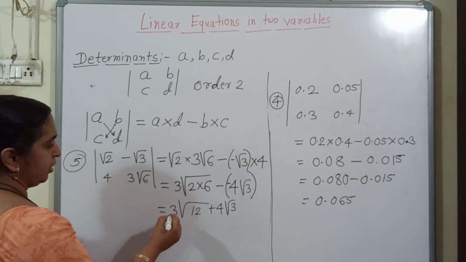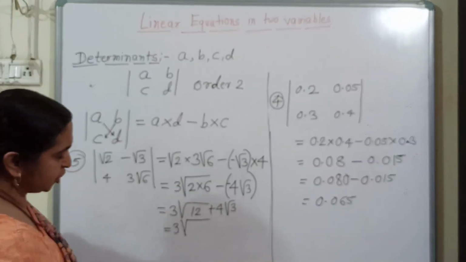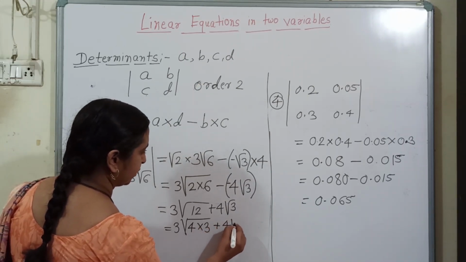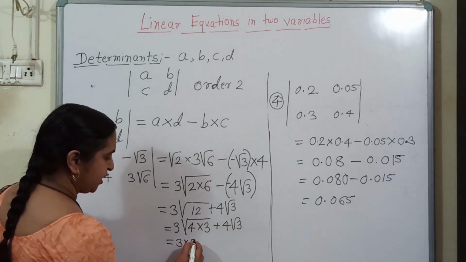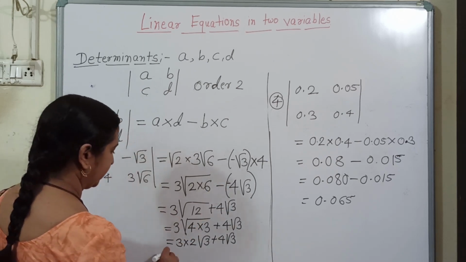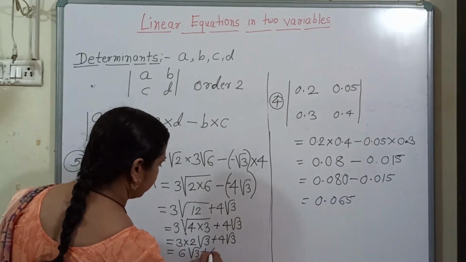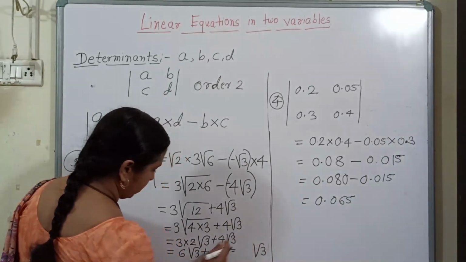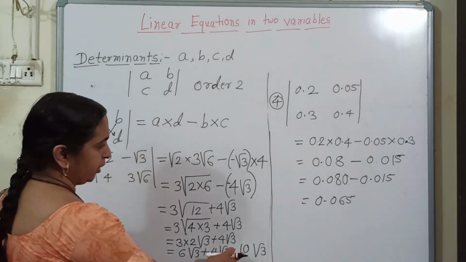Now we have to simplify this, and for that we have to take the factors of 12 so that one factor is a perfect square, means factors should be 4 into 3 plus 4 root 3 is equal to this 3 as it is into root 4 means 2, this root 3 plus 4 root 3. It is equal to 3 into 2, 6 root 3 plus 4 root 3 is equal to, we write this root 3 as it is, and 6 plus 4 means 10. Means now value of this determinant is 10 root 3.